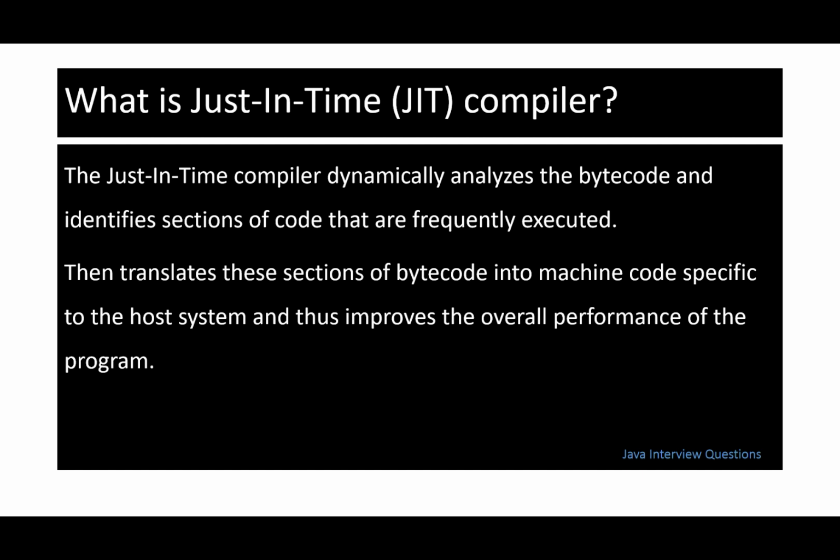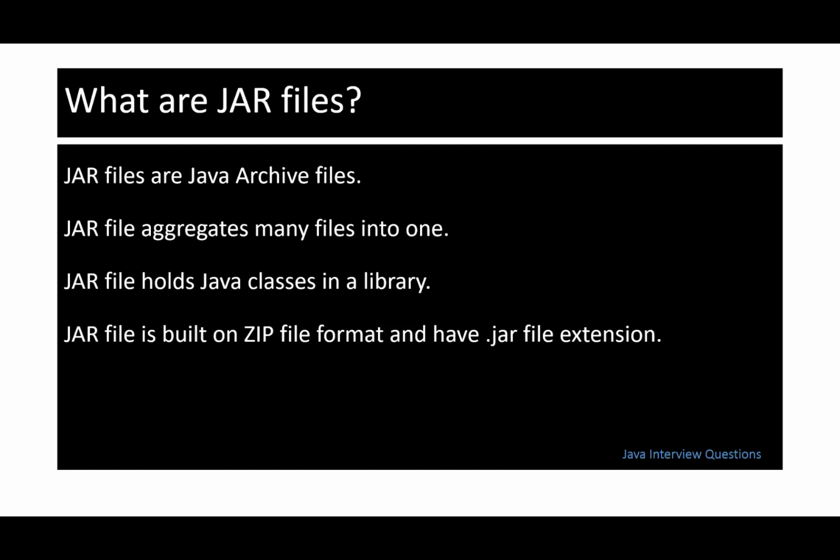What is just-in-time compiler? The just-in-time compiler dynamically analyzes the bytecode and identifies sections of code that are frequently executed. Then translates these sections of bytecode into machine code specific to the host system and thus improves the overall performance of the program.